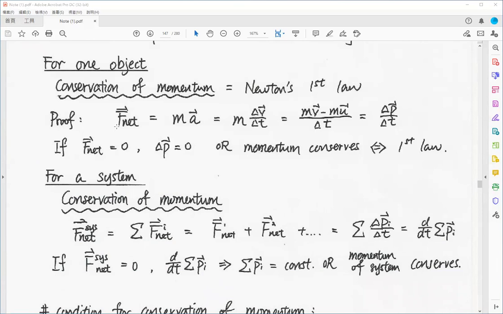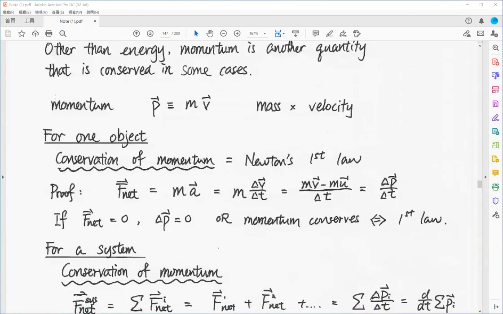So for Newton's first law, you say that if the net force is 0, then the object will either rest or continue its motion with constant velocity. Think of it like this: if the net force is 0, that means acceleration is 0, so there's no change in velocity. The change in velocity is zero. If there's no change in velocity, then the velocity will be constant.